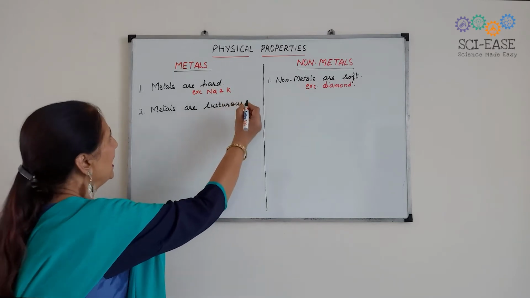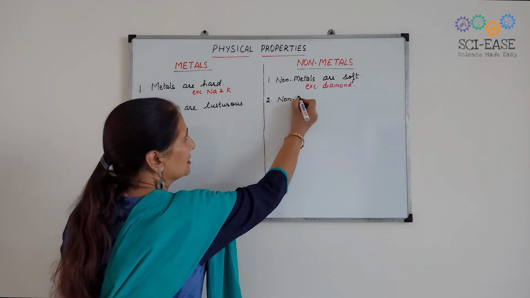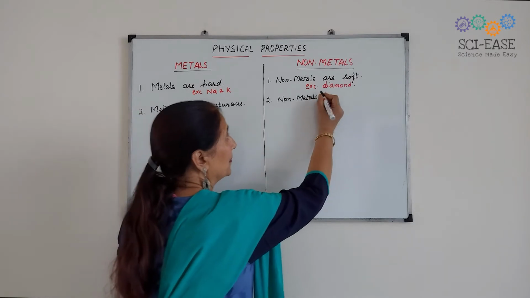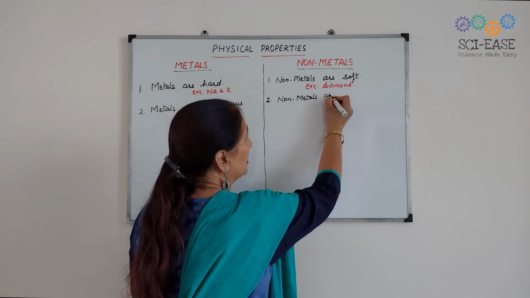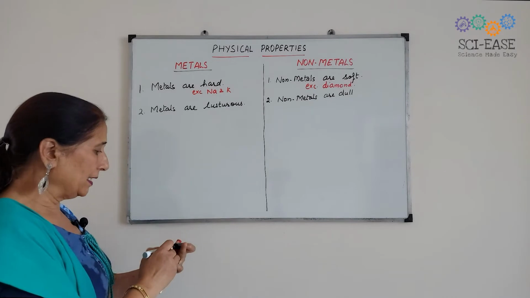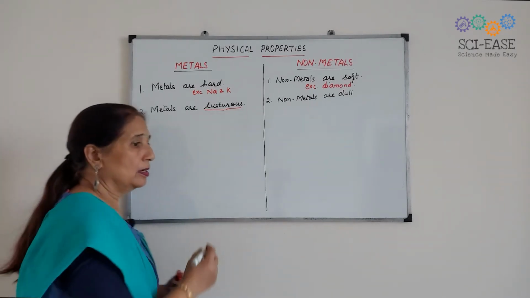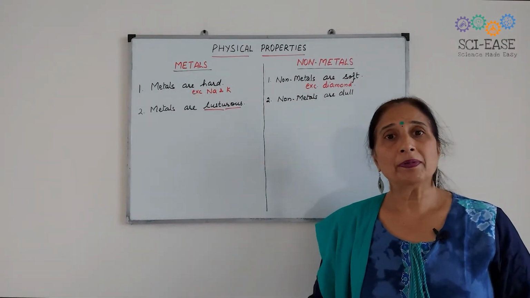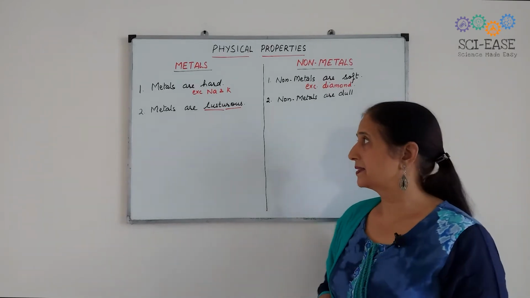But on the other hand, non-metals, they have dull appearance. Coal, coke are dull in appearance. So this is the very important term used for the metals like gold, silver, platinum, aluminium, copper. All these metals, they have the shiny appearance.